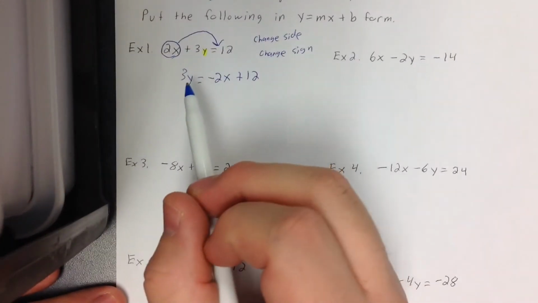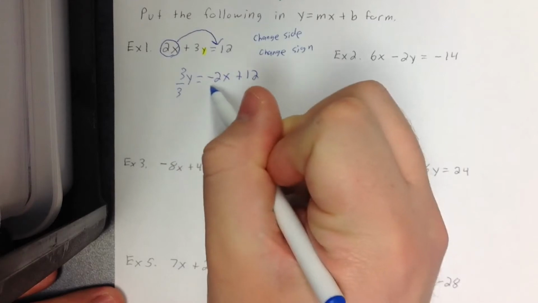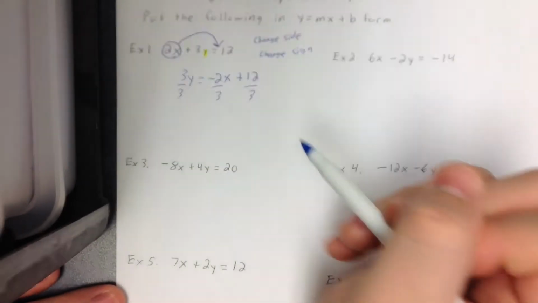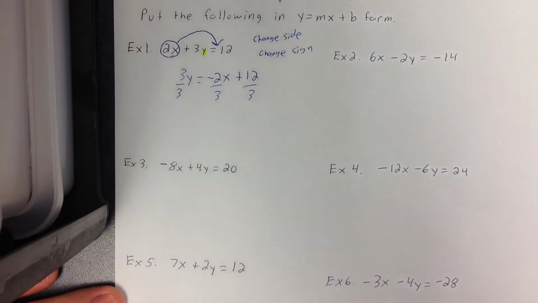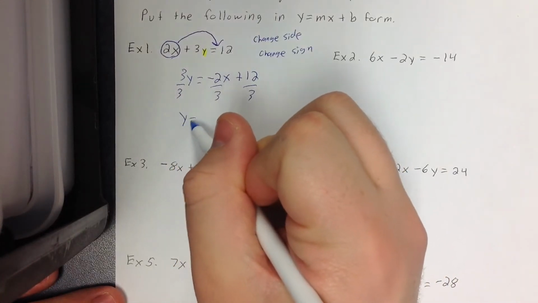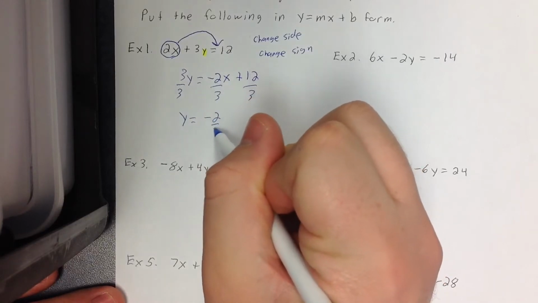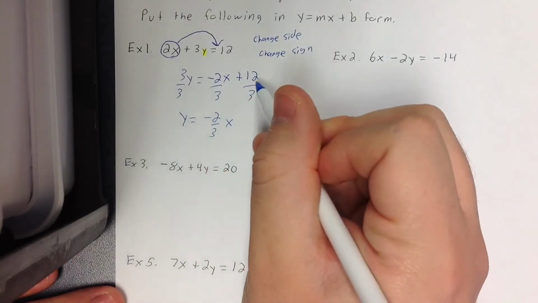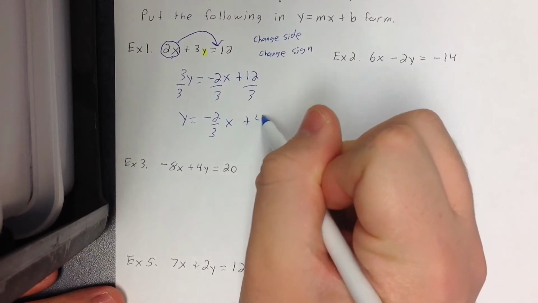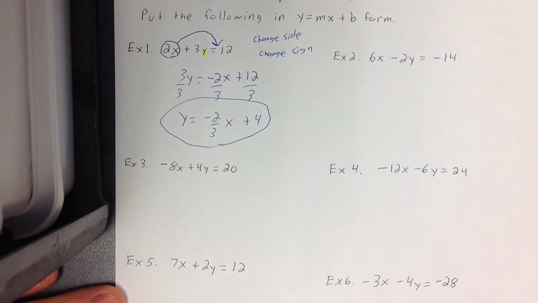Now again, the y is not quite by itself because it has the 3 in front, so I have to divide everything by 3. So 3 divided by 3 is just 1y. Again, that's just a fraction, it can't be reduced anymore, so I leave it as negative 2 over 3x. 12 divided by 3 is positive 4. So y equals negative 2/3 x plus 4.